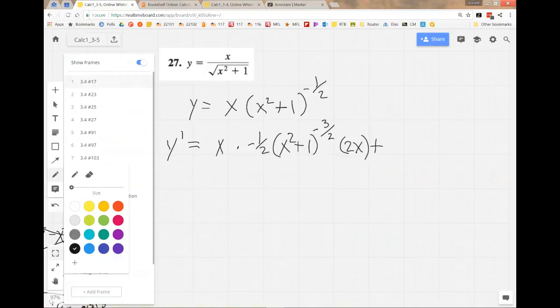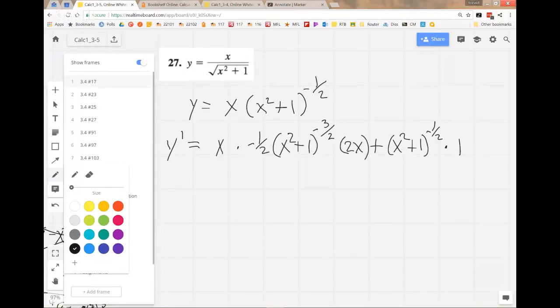So we did the first times the derivative of the second, plus the second times the derivative of the first. And the derivative of the first is 1. So that's the execution of the derivative.